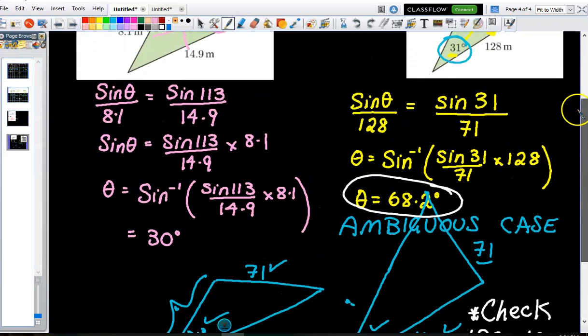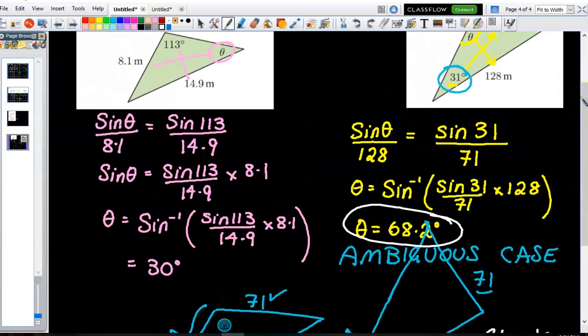Let's go back. Is there always going to be two solutions? Let's have a look at this one. So we said the angle was 30. So we check. What's 180 take 30? 150. So could this angle be 150? What's 150 plus 113? It's more than 180. It's not possible. It doesn't exist. So that's why we do a check. And it's not a big deal. It's a quick little 180, take away the answer you have, add it up there, check.